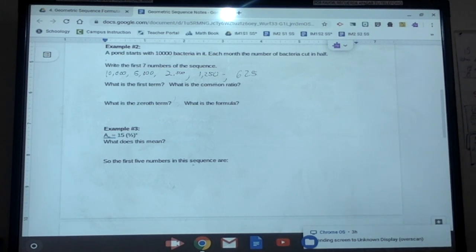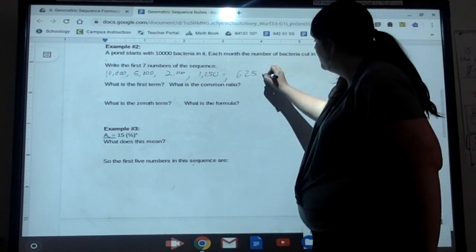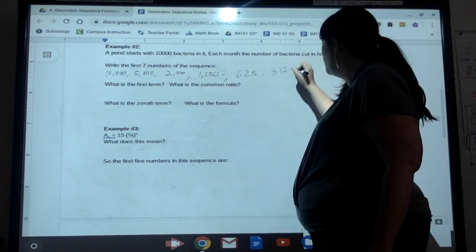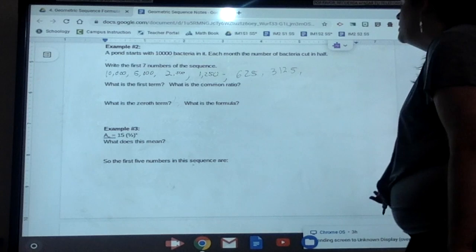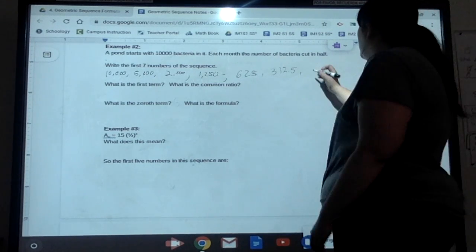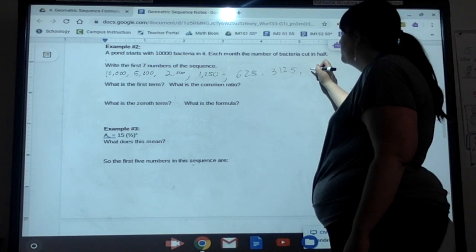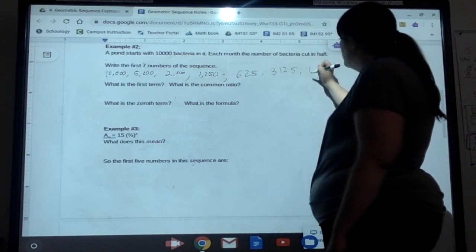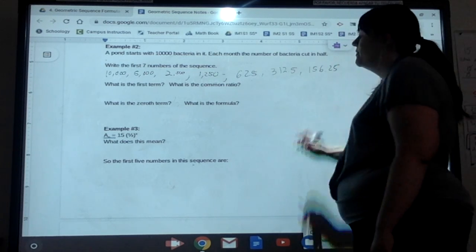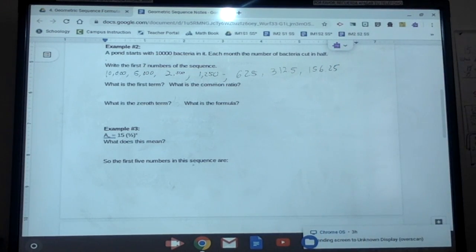All right. Oh, and that's only 5. And I said first 7. So let's keep going. It's 312.50. Let's see. And then if I cut that one in half, it's... These are the first 7 numbers in the sequence.